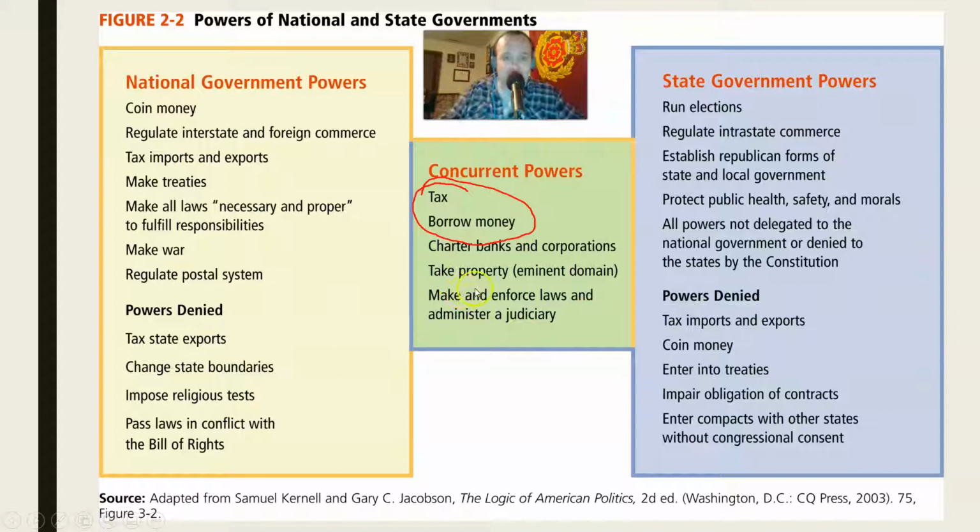So, when you get asked again, what's a power exclusive to a state government? Taxing is not the correct answer. Borrowing money, anything you see under here.